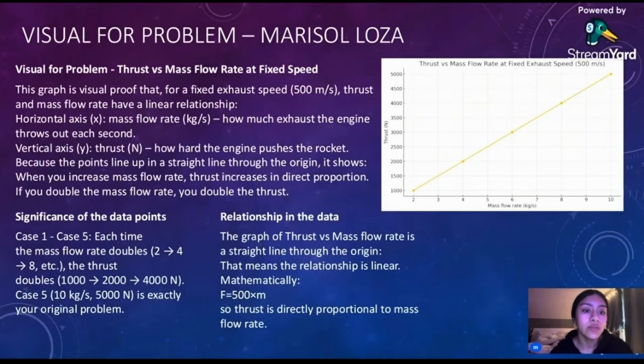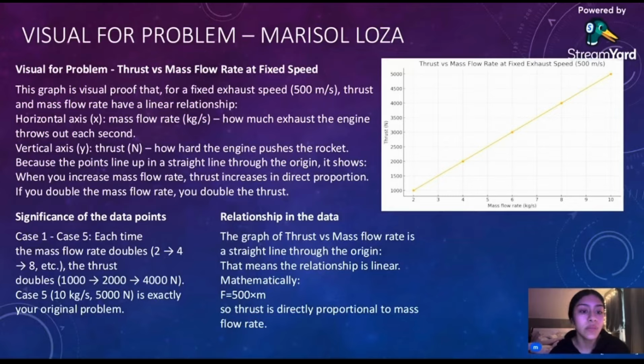Thrust versus mass flow rate at fixed speed. This graph is visual proof that for a fixed exhaust speed of 500 meters per second, thrust and mass flow rate have a linear relationship. The horizontal axis, x, is mass flow rate in kilograms per second, how much mass the engine throws out each second. The vertical axis, y, is thrust in newtons, how hard the engine pushes the rocket.